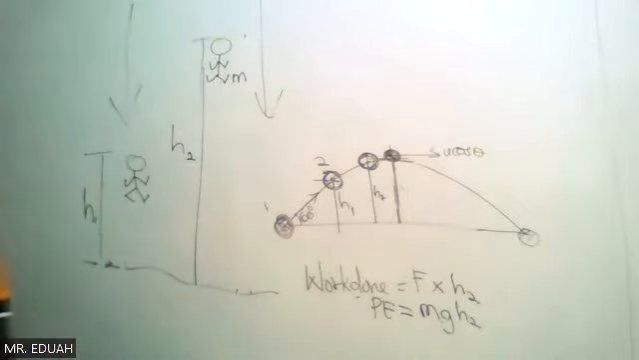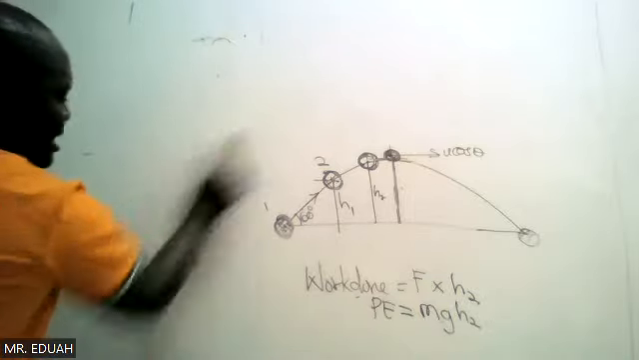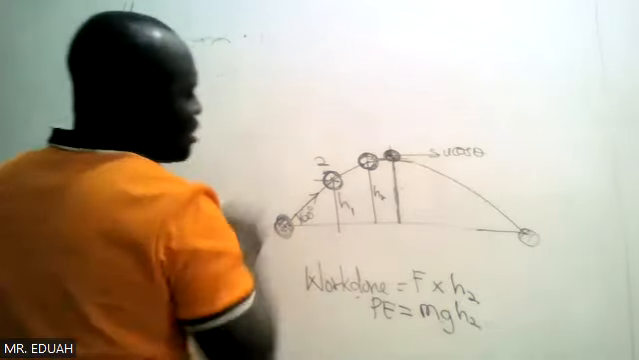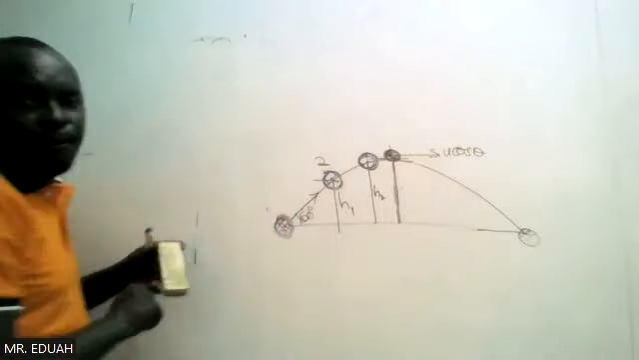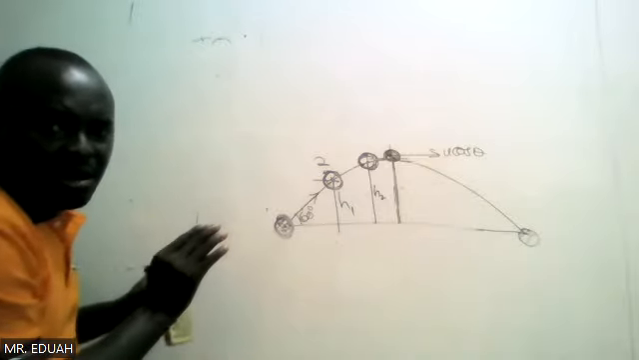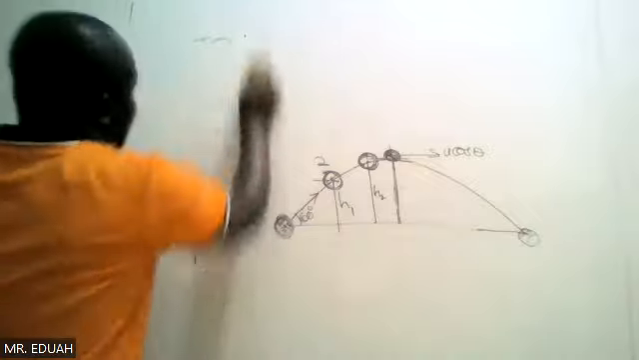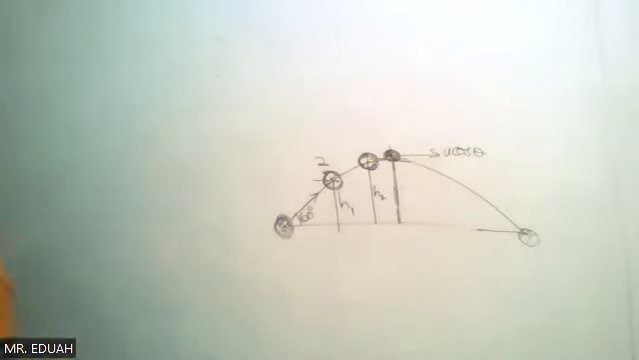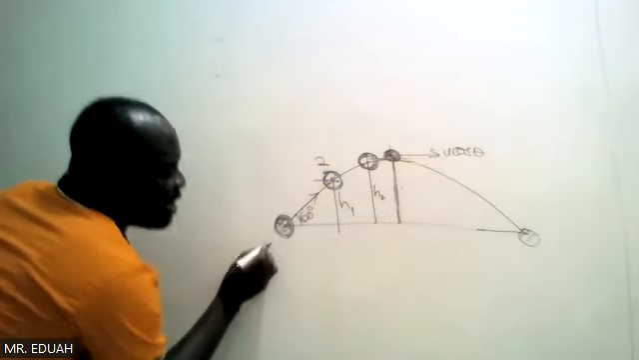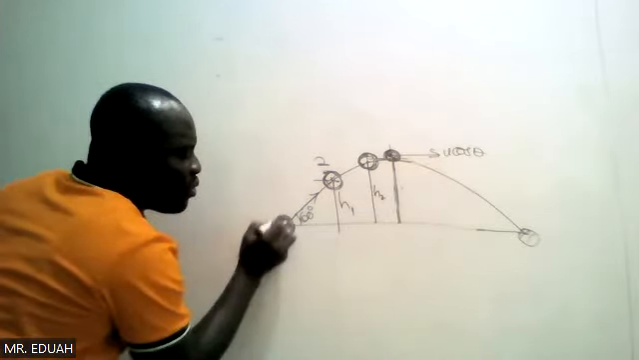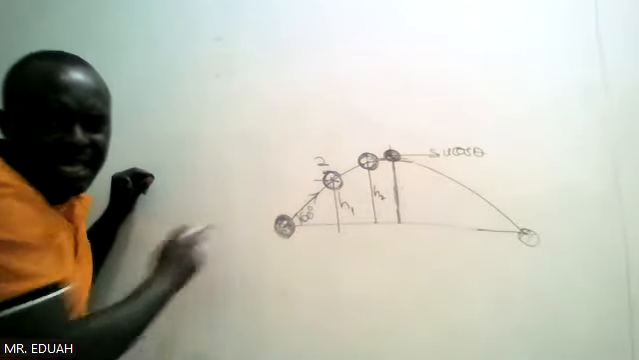So let's go through the mathematics of what we are saying. Let's look at the body at the maximum height and the body just a few seconds after projection. What do you think will be the energy possessed by the body here if the body just begins to move? The total energy.